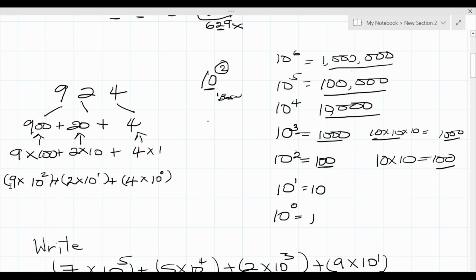Why? Because 9 times 10 squared is the same as saying 9 times 100. And here we have the 900. And 2 times 10 to the first is the same as saying 2 times 10, which is 20. Here we have the 20. And 4 times 10 to the 0 power is the same as saying 4 times 1, which is 4. And when we put all of that together, we get 924.